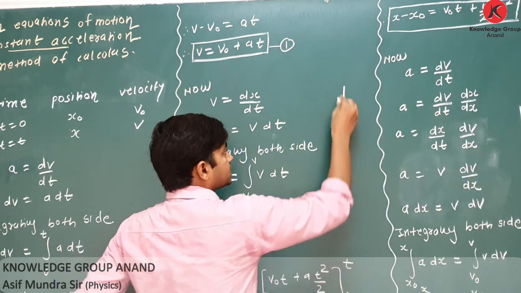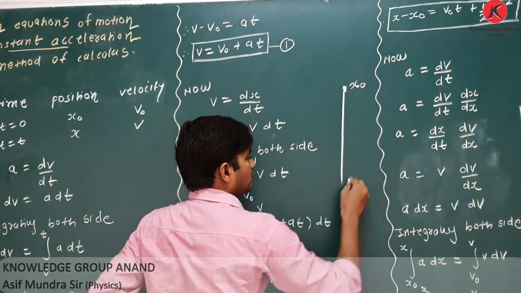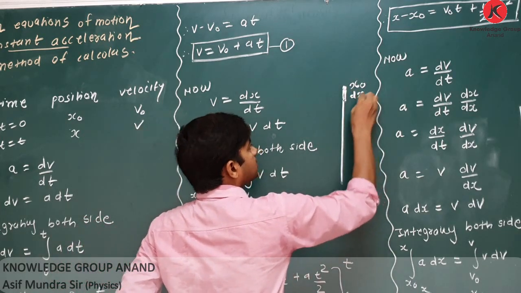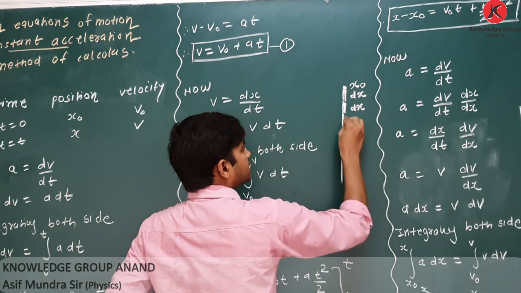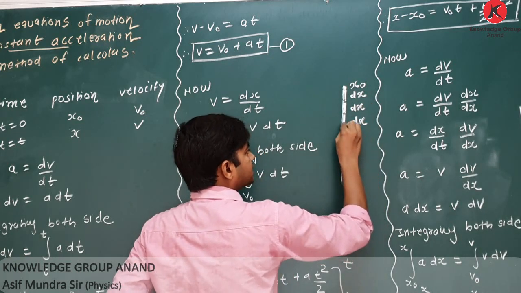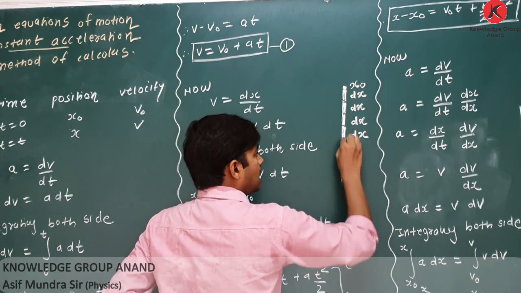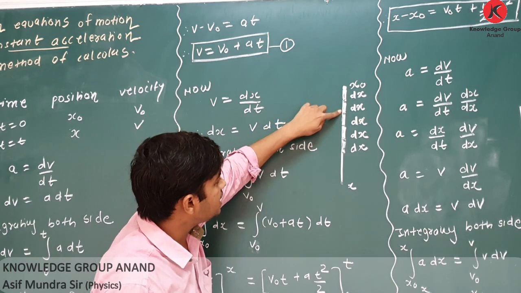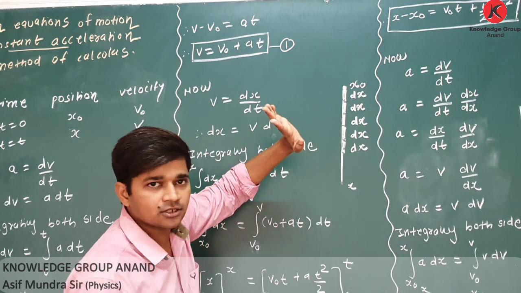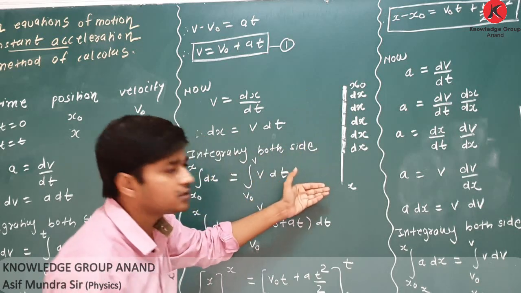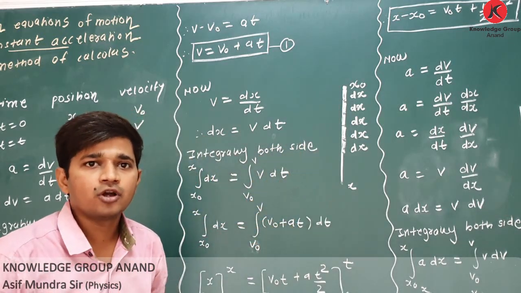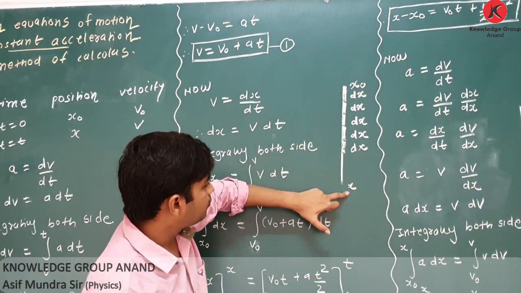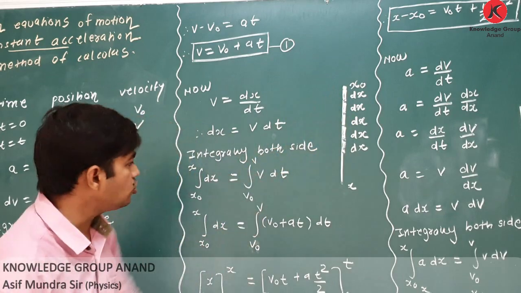If it is x-axis, it is x0 and it is x. I am taking a small displacement dx, another small displacement dx, another dx, another dx, another small displacement dx. Then if you write dx plus dx plus dx plus dx plus dx, you will get the total length. So this is the meaning of integration.